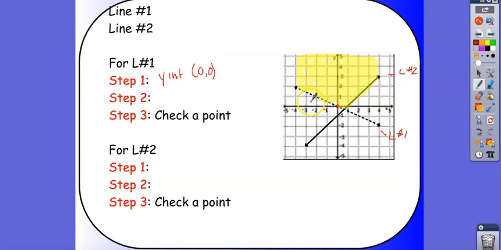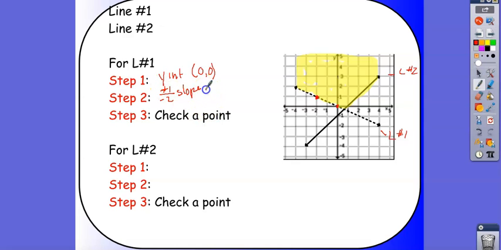Now I need to figure out the slope. So what I'm going to do is select the next time I see a point on the line that I can read very easily. I don't know what that point is, but I can tell you what that one is. Now I'm going to count. I go up 1 and I go to the left 2. Up 1 is a positive 1. To the left 2 is a negative 2. That is my slope. Positive 1 over negative 2.